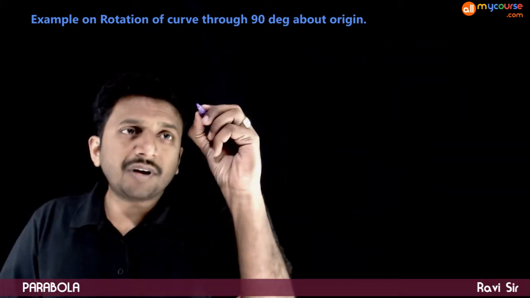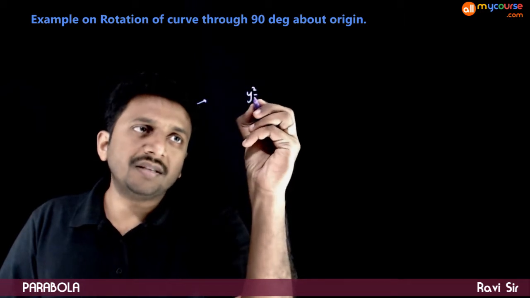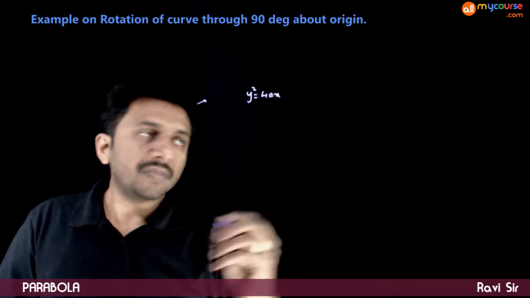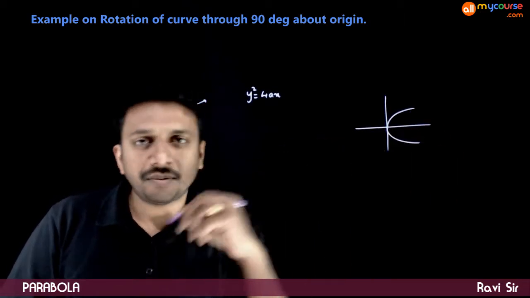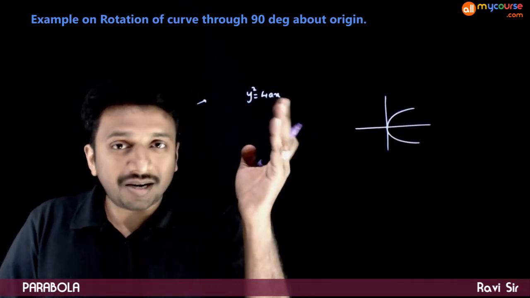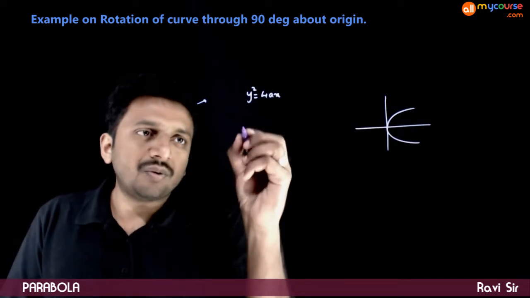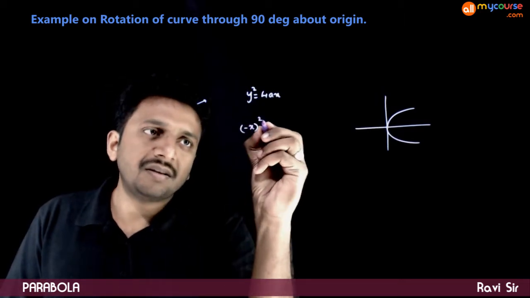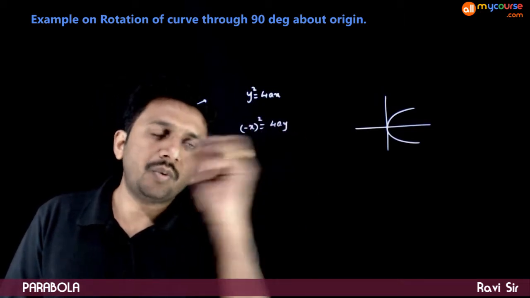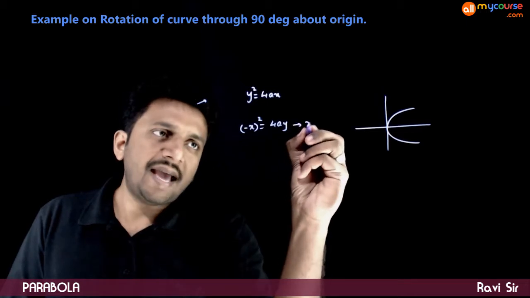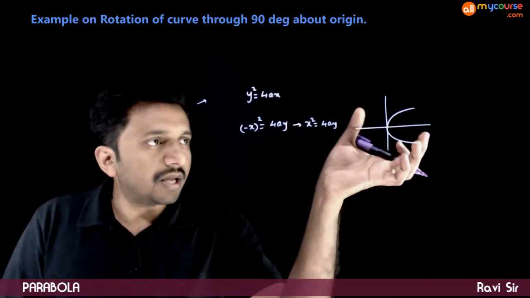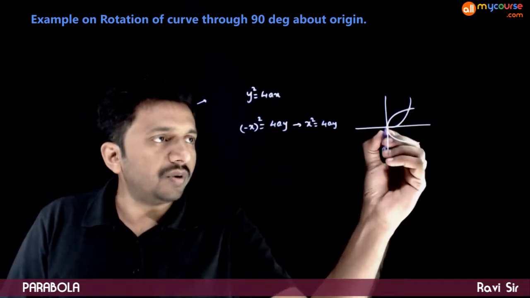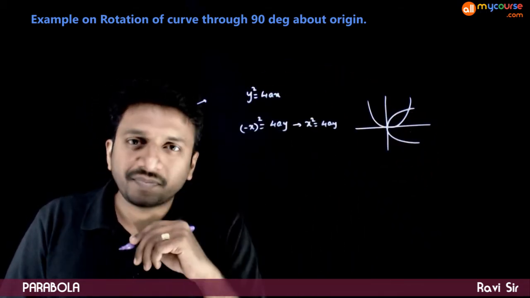Next, even if you consider y square is equal to 4x, know that this is a horizontal parabola. Now let us rotate it through 90 degrees. So y becomes minus x and x becomes y. It is x square is equal to 4ay. So the curve has rotated through 90 degrees.